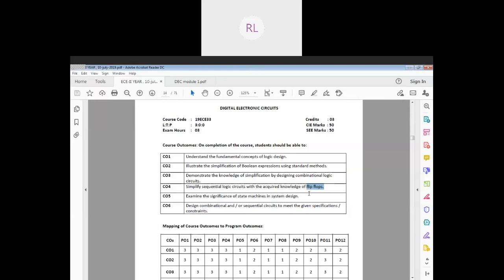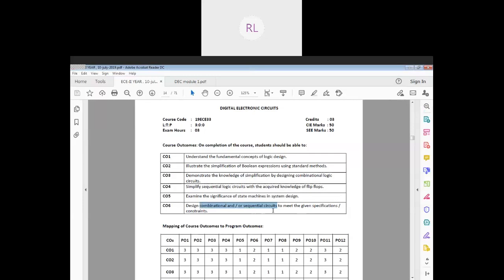In general, a flip-flop is a basic building block of memory, just like how a body is made up of cells, which is nothing but the most basic building block. Similarly, your memory has a basic element and that is called a flip-flop. Okay, fine. And you will be able to examine the significance of state machines. State machines are nothing but, you'll be able to find out what is going to be the state of your machine in the next state, given the present state. So that is what is called a state machine.